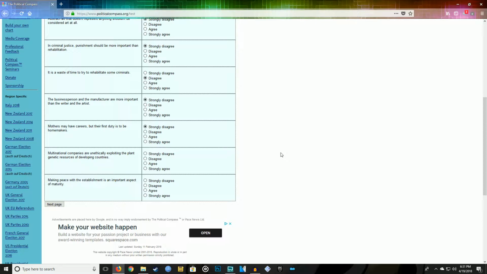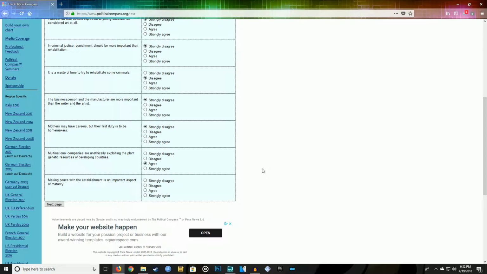Multinational companies are unethically exploiting the plant genetic resources of developing countries. That does not make sense. Multinational companies are unethically exploiting the plant genetic resources. I think that this shouldn't be here. The genetic resources of developing countries. I would agree with that somewhat. In some cases, that is happening. Not all cases, but yeah. If you're exploiting another country's genetic resources, then yeah, no, that's unethical.